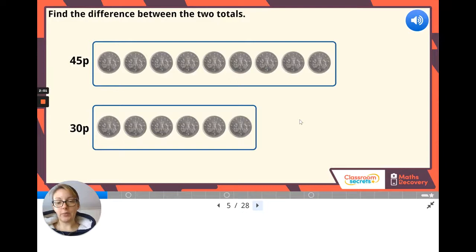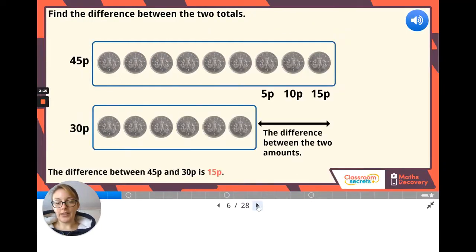So if we pause the screen for a second and have a little look, and let's look at the answer now. So you can see that there are 5, 10, 15p. So if we count those coins, 15p more in this top group than the bottom group. So that means that the difference between those two amounts is 15p. Okay, well done.